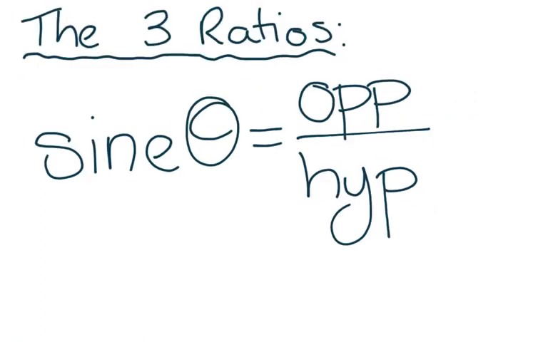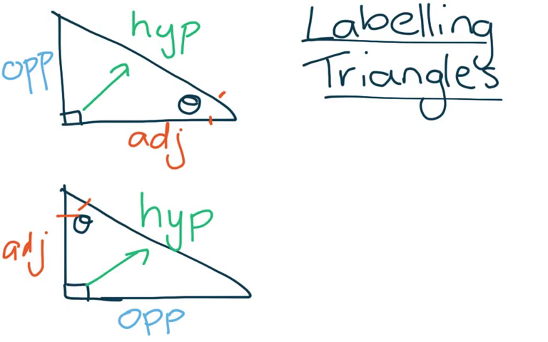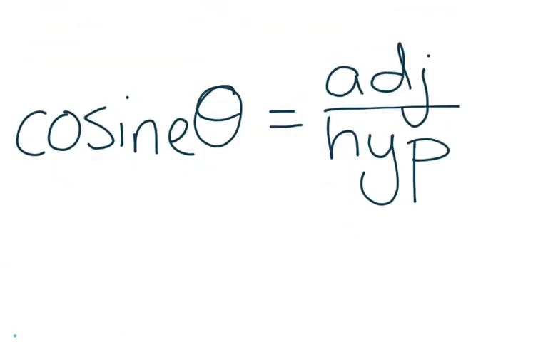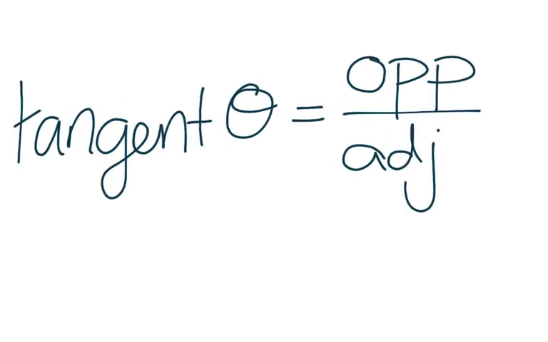So if we go back to our picture, I'll just write here, tan is going to use the opposite and the adjacent. Then we've got sine. Sine uses the opposite and the hypotenuse. And then we have cosine, and cosine uses the adjacent and the hypotenuse. So you can see they all have a different combination of sides that we use. And that's important because we need to know which ratio we're using depending on the triangle that we've got.